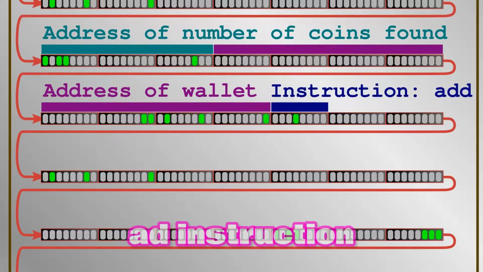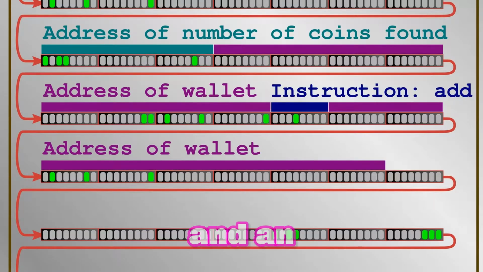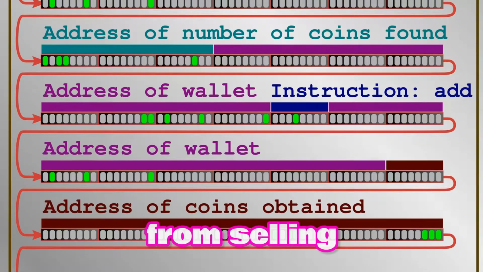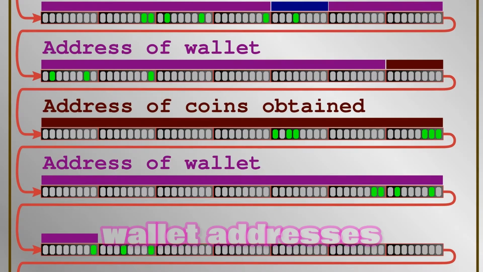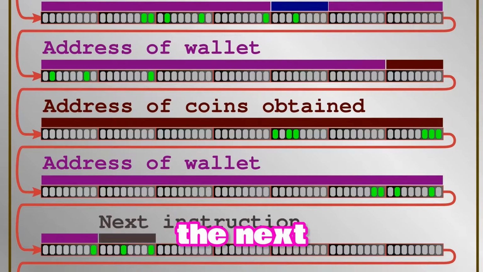It is another add instruction, the addresses of the wallet and an amount of coins the player has made from selling items, or the inputs. The wallet address is the output again. The next instruction is 25 bytes further along, at byte 49. The program keeps going on with millions of other instructions required to make the game function.